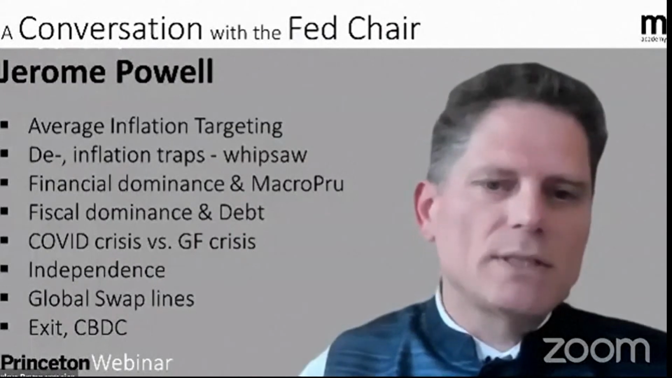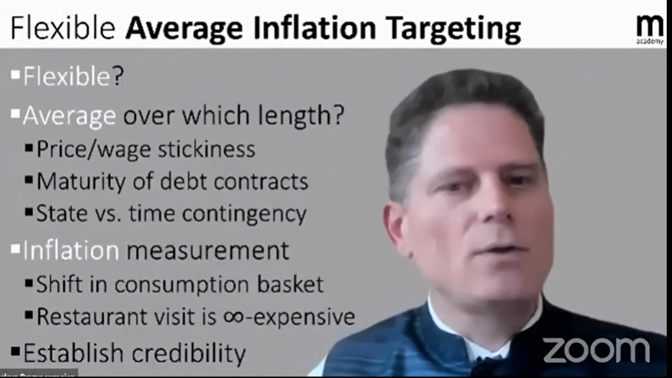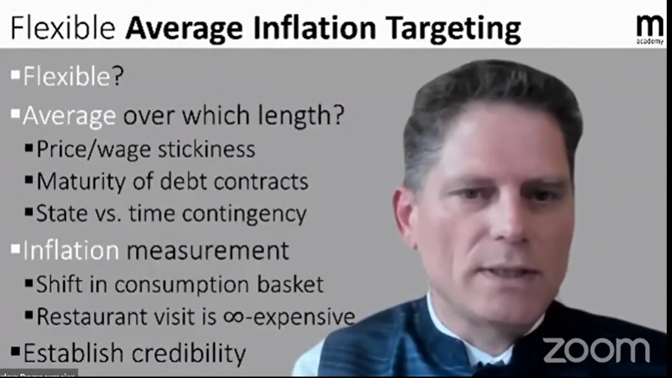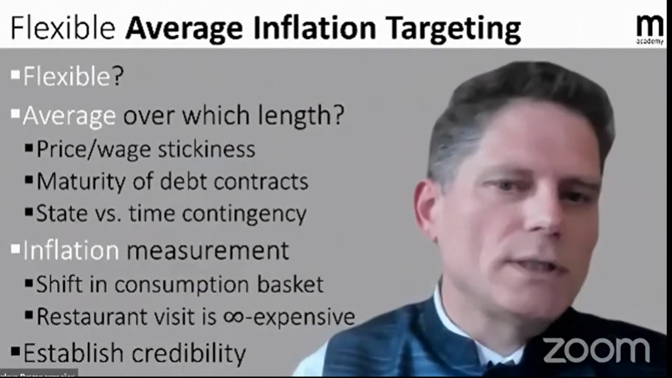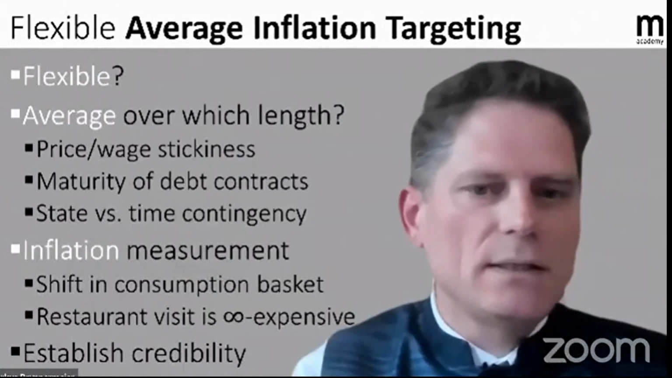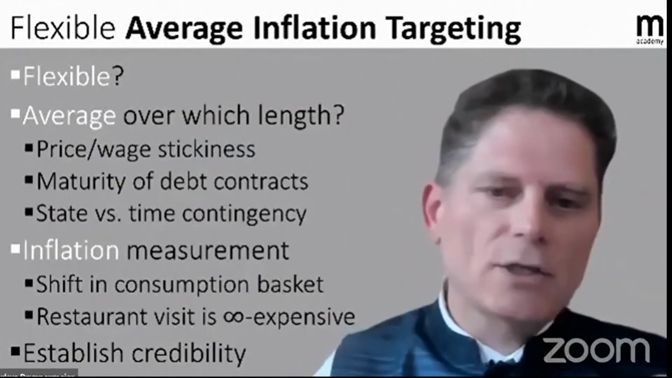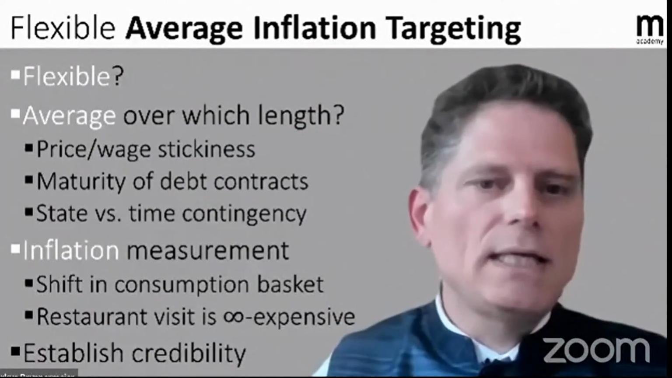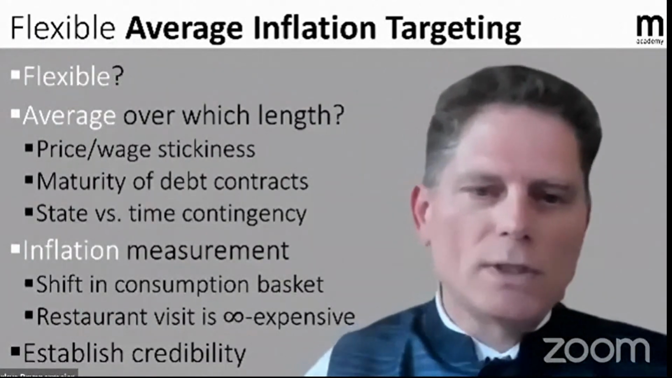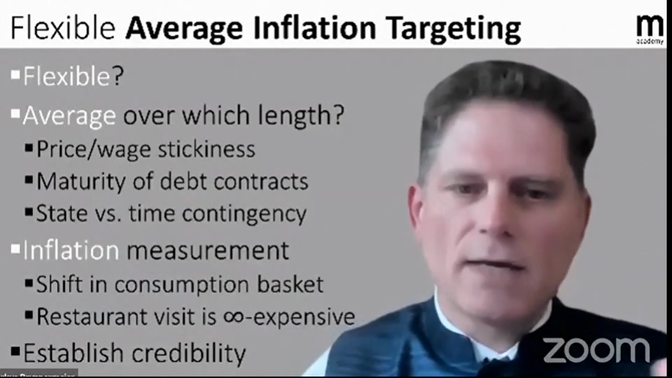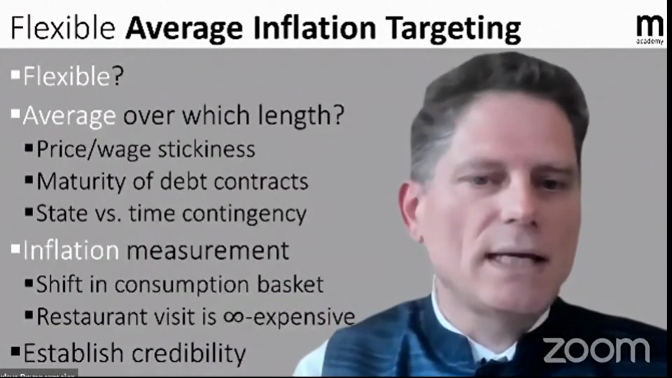So with this, let me start with the new flexible average inflation targeting, which came out of the review process the Fed went into. And I was wondering whether we can specify a little bit more the framework. What does flexible mean? Over what time period does one take the average? What's the rationale behind it? Is it about how sticky prices and wages are? How long will they be sticky? Is this driving the average? Or is it the maturity of the debt contracts? What's the average maturity of debt contracts that drives over what period we take the average?